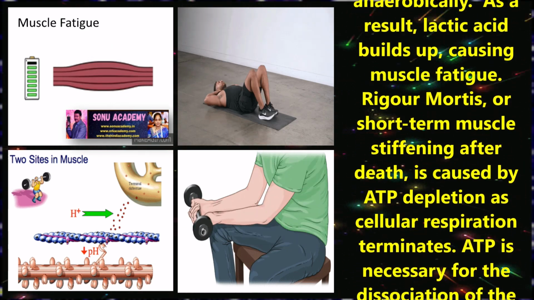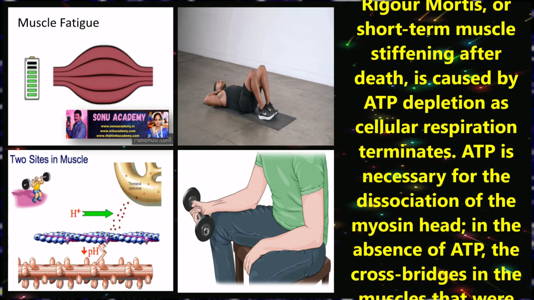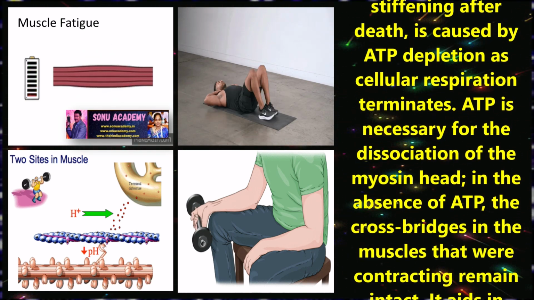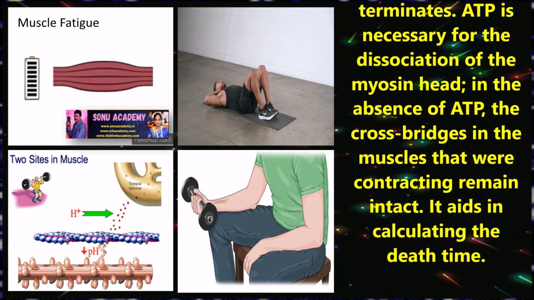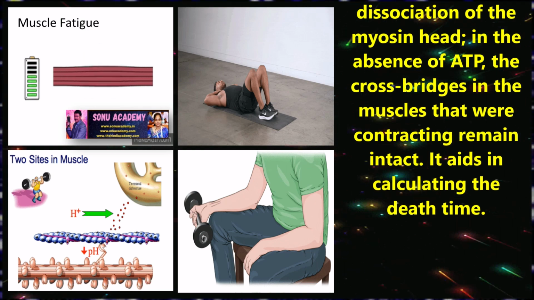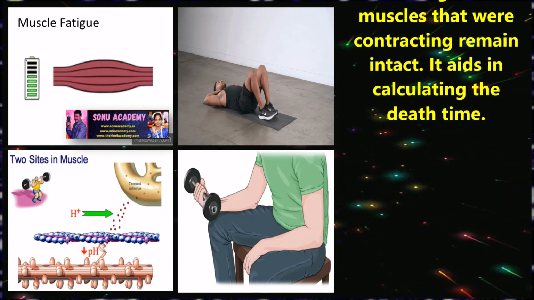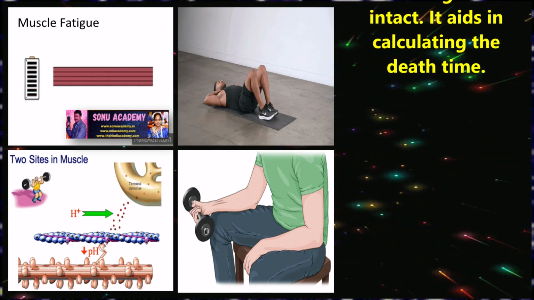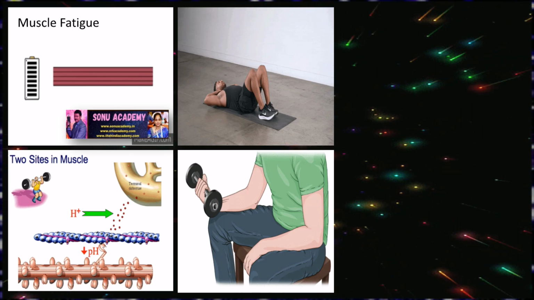Rigor mortis, or short-term muscle stiffening after death, is caused by ATP depletion as cellular respiration terminates. ATP is necessary for the dissociation of the myosin head. In the absence of ATP, the cross bridges in the muscles that were contracting remain intact. It aids in calculating time of death.